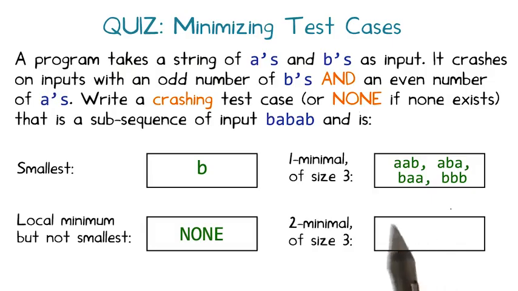Are any of them two minimal, however? This means that in addition to removing one character, removing any 2 characters arbitrarily still causes the subsequence to pass. In this case, however, by removing 2 characters and leaving just a single B, we obtain a failing input. Therefore, none of these test cases are two minimal.